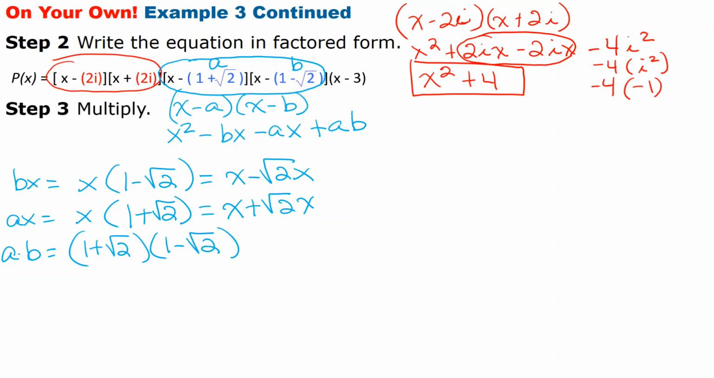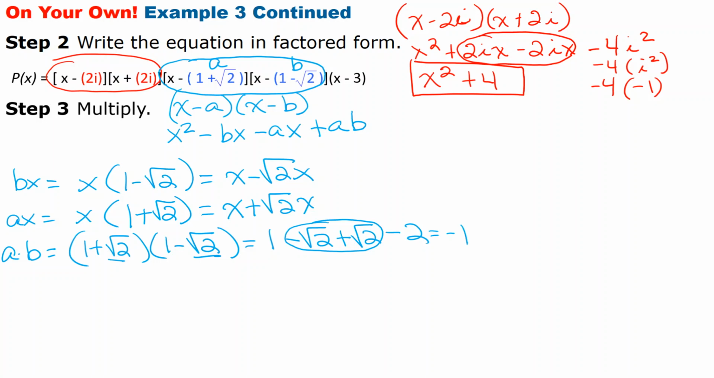So when I distribute that, 1 times 1 is 1, minus square root of 2 plus square root of 2 minus 2, because square root of 2 times square root of 2 is 2, and it's a positive times a negative, so that's a negative. So minus square root of 2 plus square root of 2 equals 0. So I end up with 1 minus 2, which is actually negative 1.